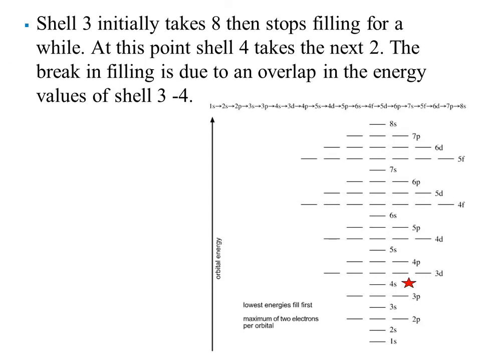Shell 3 initially takes 8 electrons, then it will stop filling for a moment. At this point, shell 4 takes the next 2. This is denoted in the image below. After you fill up 3s, you go to 3p.